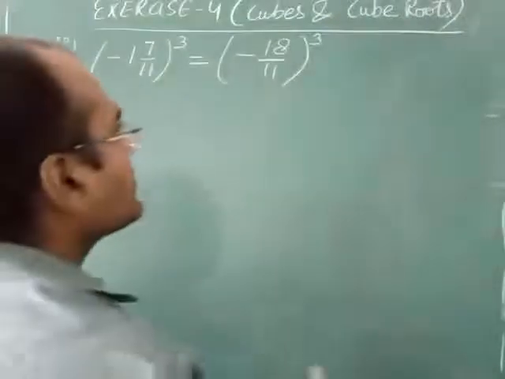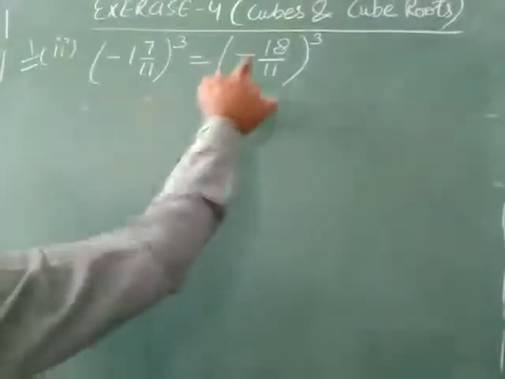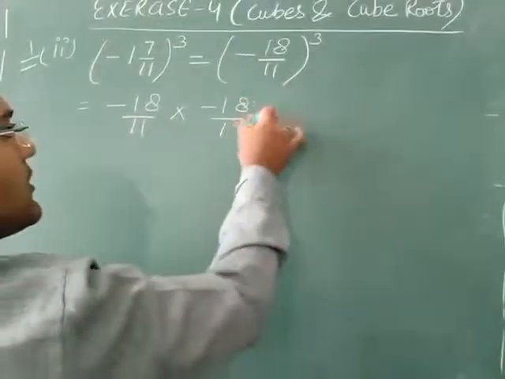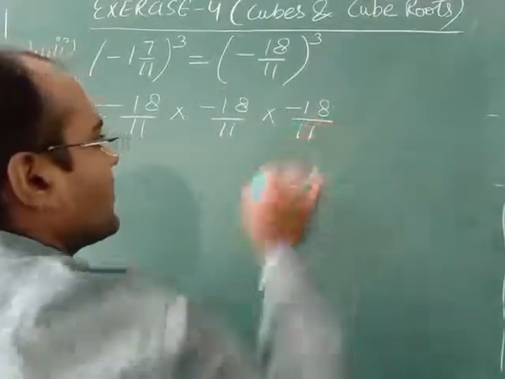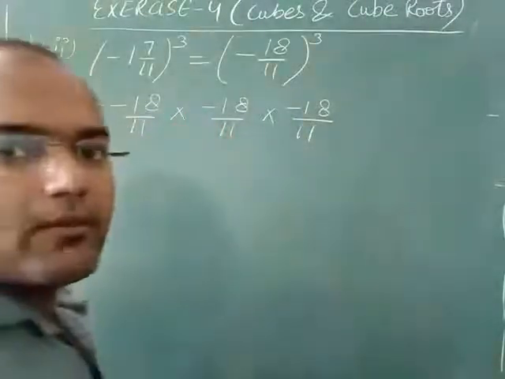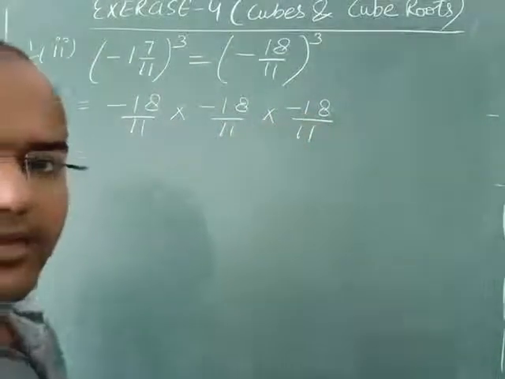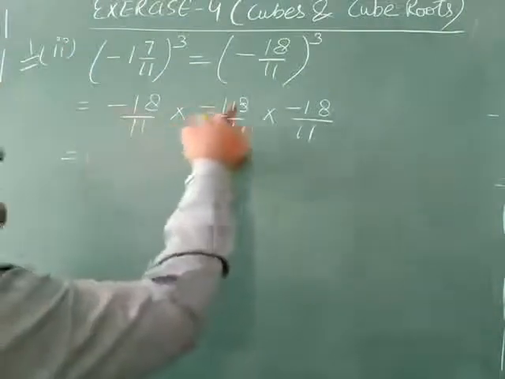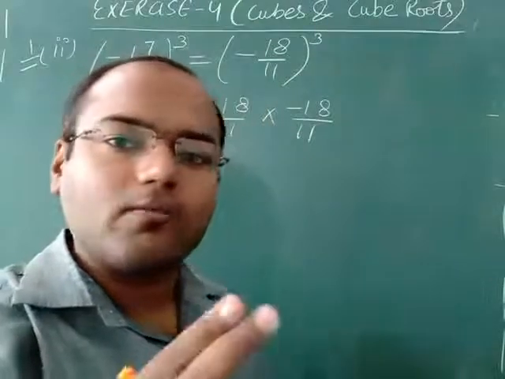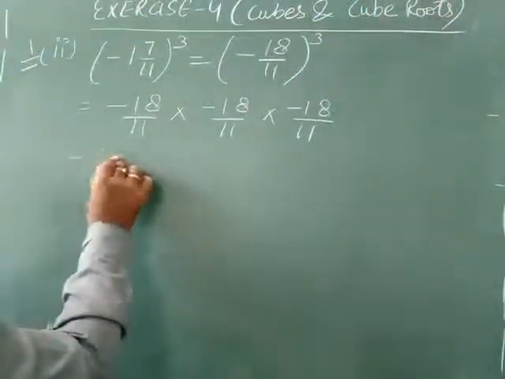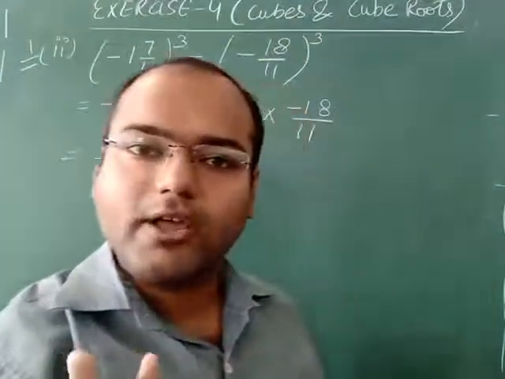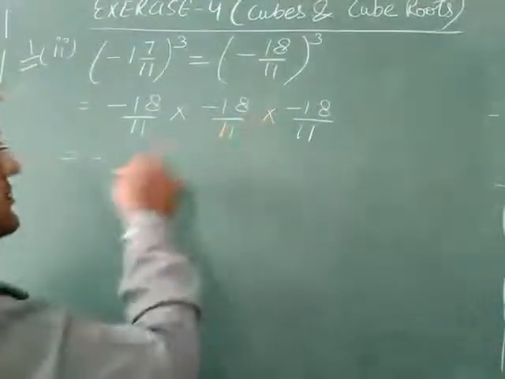Now what you have to do? First of all, you have to write it 3 times. Minus 18 upon 11 multiply minus 18 upon 11 multiply minus 18 upon 11. Now what will be your next step? You have to multiply, minus into minus will be plus, and plus into minus will be minus. Or simple method is, how many times this minus is coming? 3 times. 3 is odd number. So whenever minus is coming odd number of times, in the answer you have to put minus sign. If minus will come even number of times, then minus we will not take. So minus is coming 3 times, odd hai, that's why we will put minus.